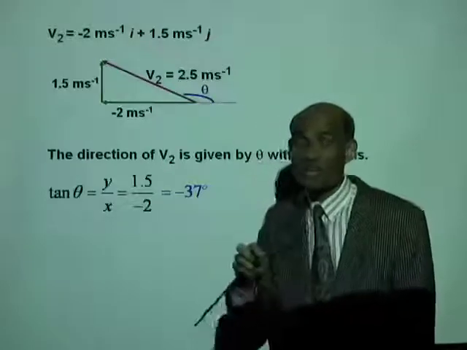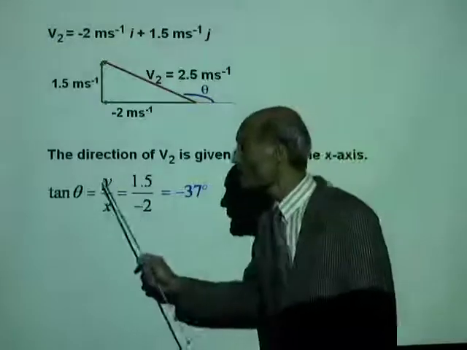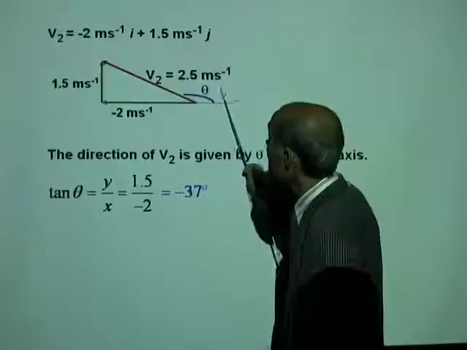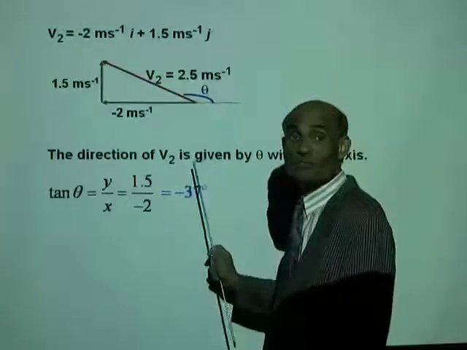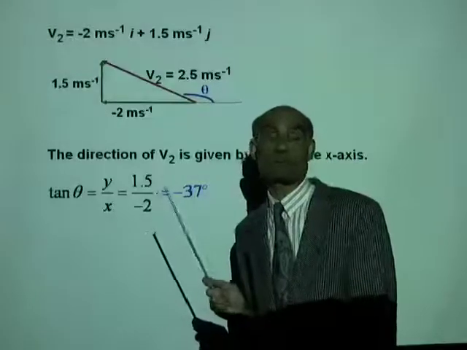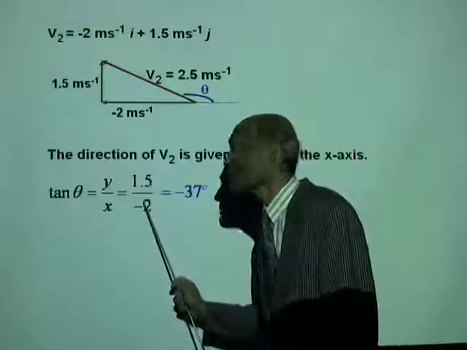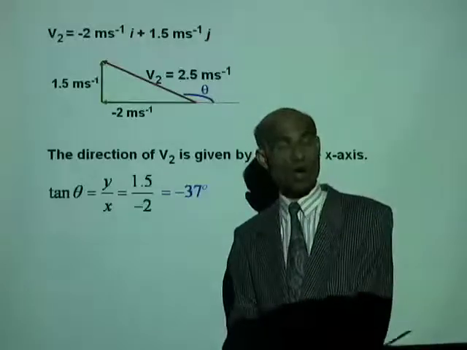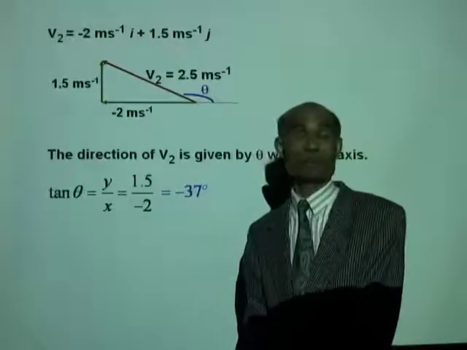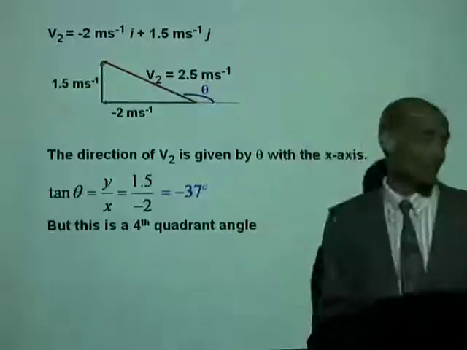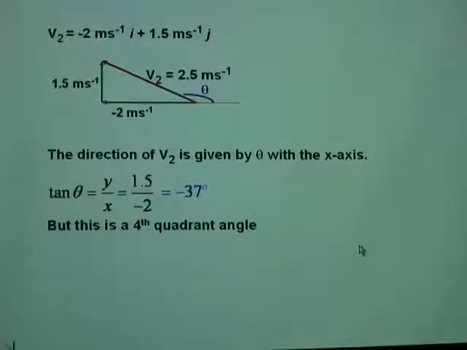Now, those who understand inverse functions know that tan inverse is defined only in the fourth quadrant and the first quadrant. So the calculator gave you a fourth quadrant angle. Tan inverse of 1.5 over -2, the calculator gives you -37 degrees. Is that wrong? Well, actually no. It is this angle that the calculator gave you. You see, let me draw that for you. The calculator gave you this angle.